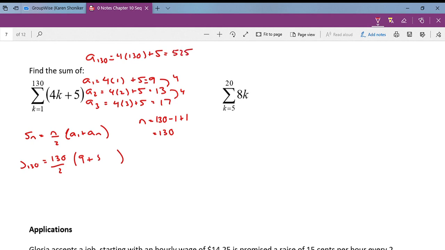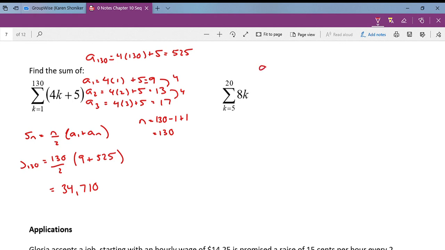So I can plug that in, which is a heck of a lot quicker than going the first term plus the second term plus the third term plus the fourth term all the way up to term 130. You can just plug it into your calculator and you should get that it is 34,710. All right, pause the video, try the next one.